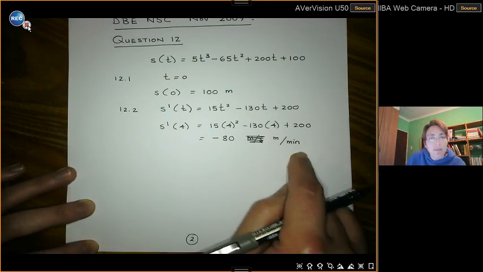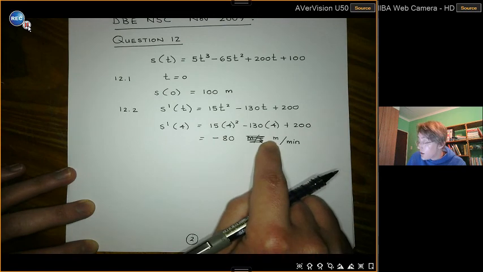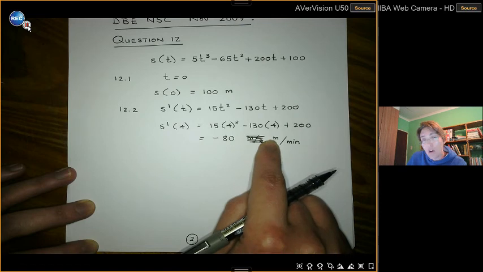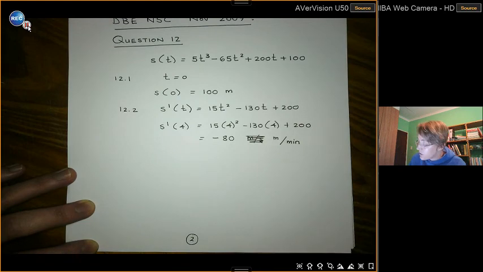But the whole idea here is very simple and straightforward. My units is going to be whatever the units is of the y value, the dependent variable, over whatever the units are of the x value, the independent variable. Okay, right, so that is going to be minus 80 meters per minute.